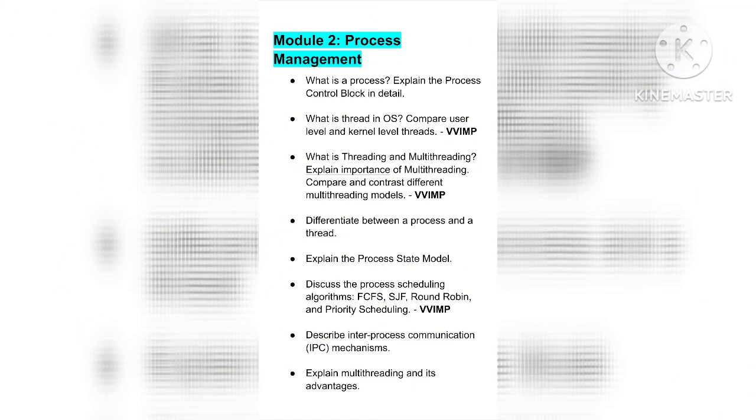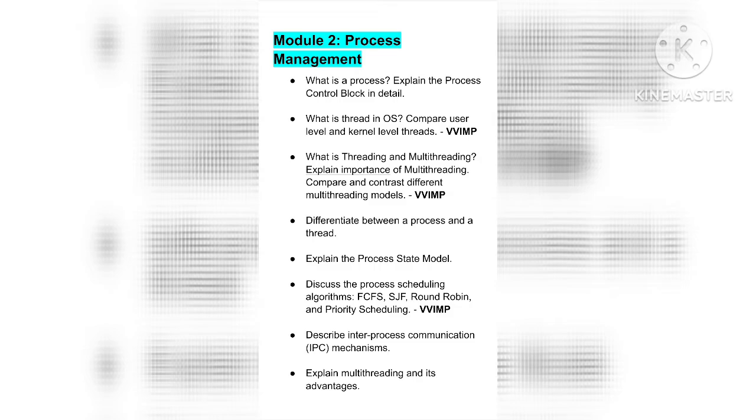Module 2. Process Management. Let's start by defining a process. A process is a program in execution. Every process has its own memory space, process ID, and a data structure called the Process Control Block, or PCB. Now, what is a thread?